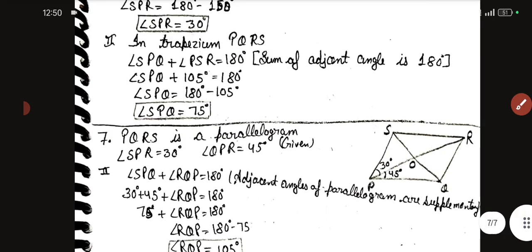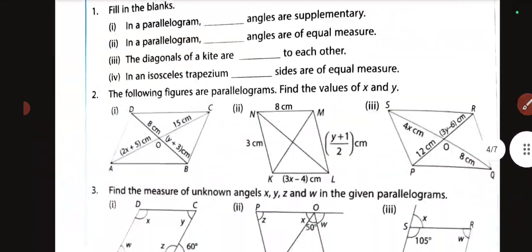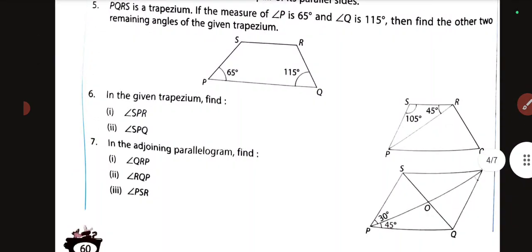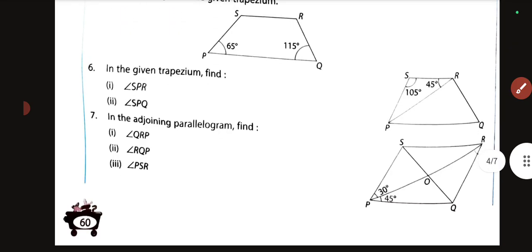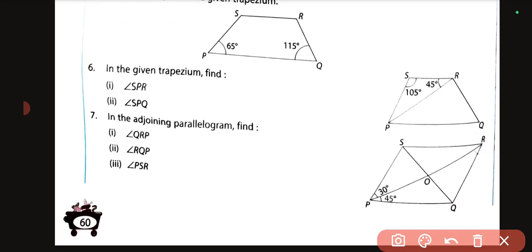Now read the statement of question number 7. Question number 7 is a parallelogram. A parallelogram is given here. You have to find the value of QRP, and RQP. Firstly see, this is a parallelogram. In a parallelogram, the sum of adjacent angles is 180 and opposite angles are equal. So the solution of question number 7 is here.